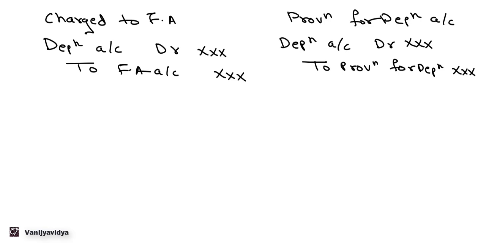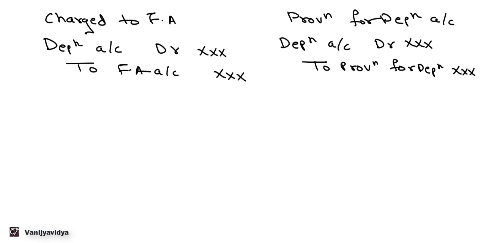So what we need to do is create one more sale of asset account. In the sale of asset account, we need to transfer the cost of the particular asset which is sold, and whatever is the accumulated depreciation on that asset till the date of sale, to that sale of asset account.